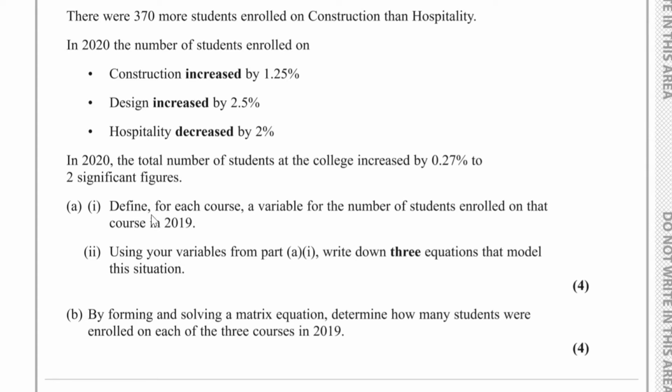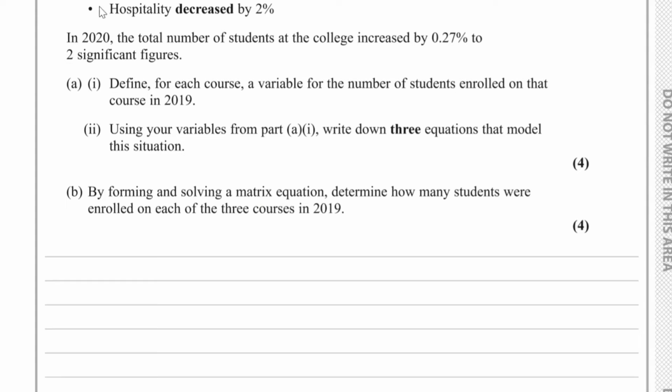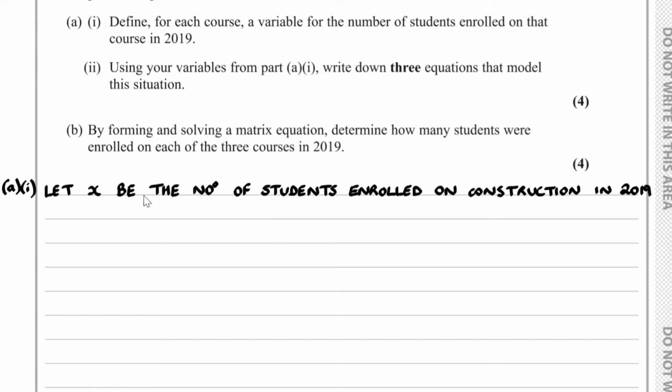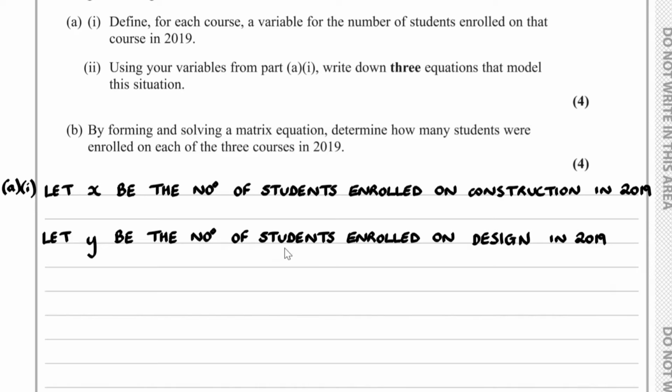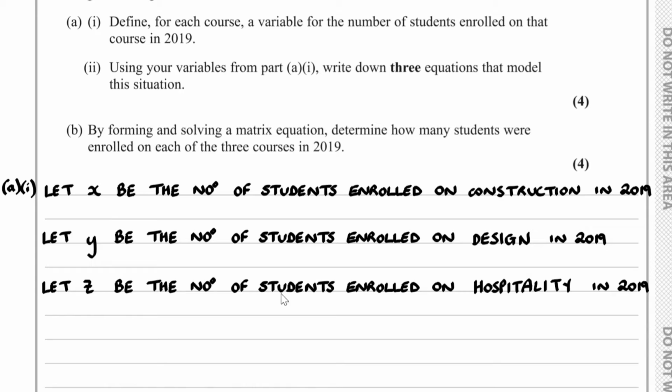For Part A, for the first part, we have to define for each course a variable for the number of students enrolled on that course in 2019. So, we will let x be the number of students enrolled on construction in 2019. We will let y be the number of students enrolled on design in 2019. And we will let z be the number of students enrolled on hospitality in 2019. Then for the next part, using your variables from the first part of Part A, we have to write down three equations that model this situation.